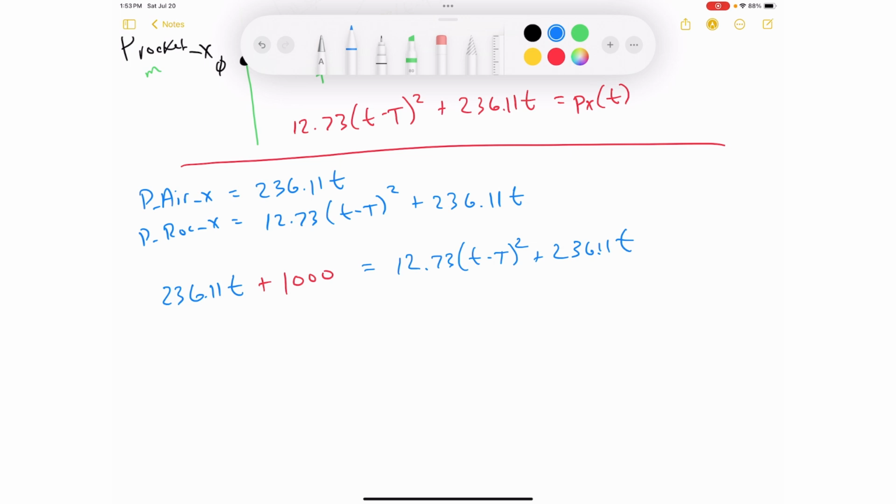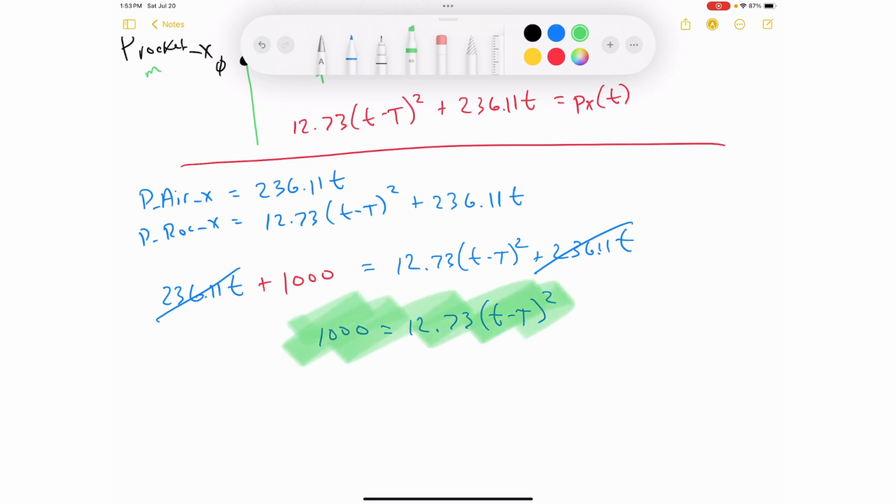Yes, I'm just checking my notes to make sure this is correct. Okay, so what's happening here is you can notice that you can actually just subtract 236.11 t here and here, and you can just simplify this function down to 1,000 equals 12.73 little t minus big T squared. Okay. So there we go. That's our one main function.